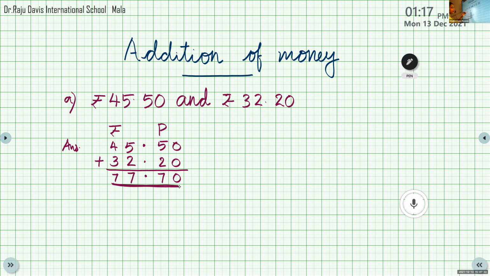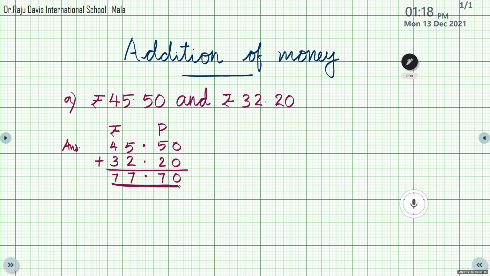Below the rupees symbol, you write how many rupees. The first one, 45 rupees. Then you can see the dot. Then paisa, 50 paisa. Below the first one, we write the second one: 32 rupees, then the dot, then 20 paisa. The dot comes in the same column. Then we start from the paisa. 0 plus 0, 0. 5 plus 2, 7. Then the dot. 5 plus 2, 7. 4 plus 3, 7. So the total money is 77 rupees 70 paisa.